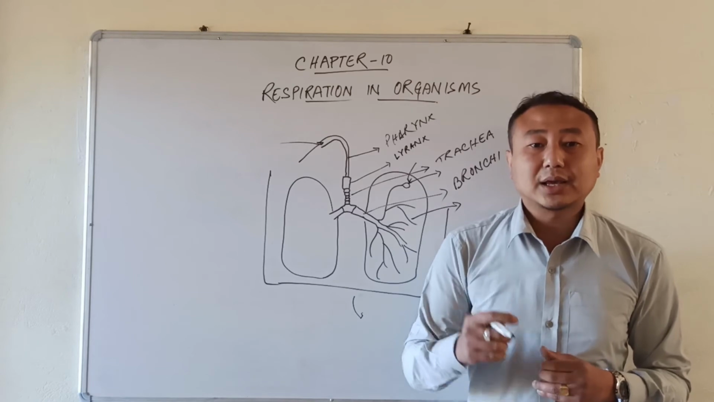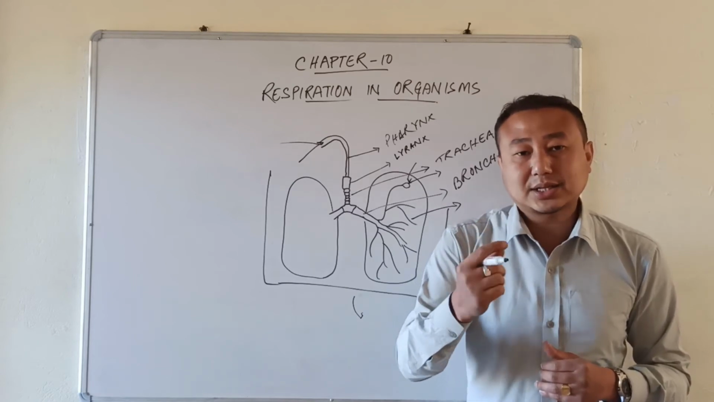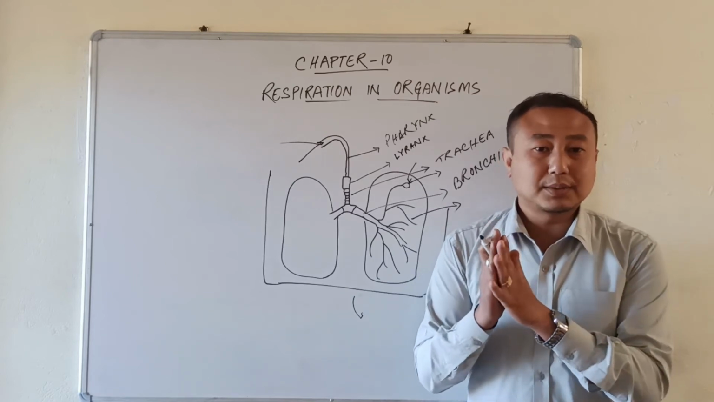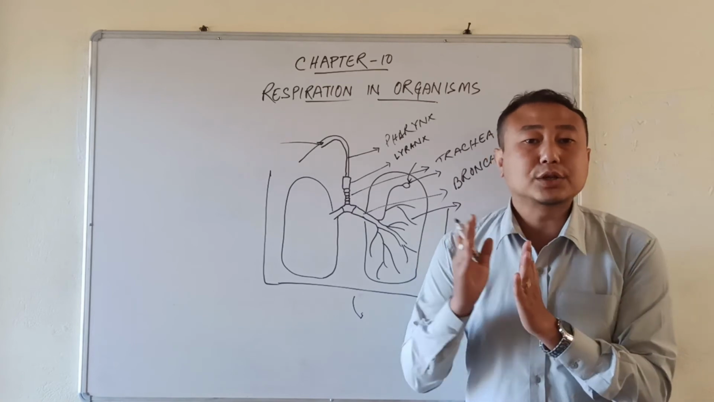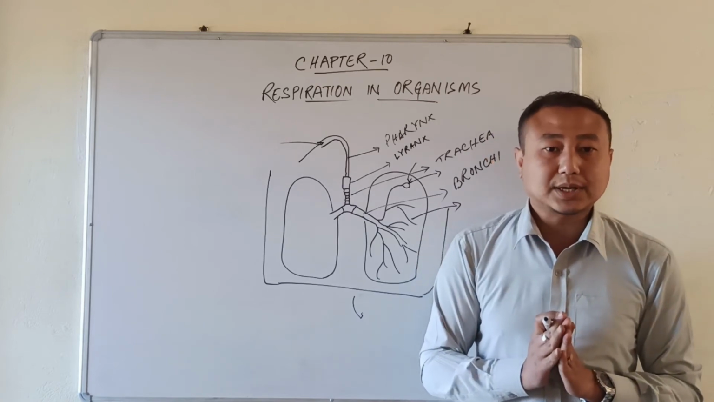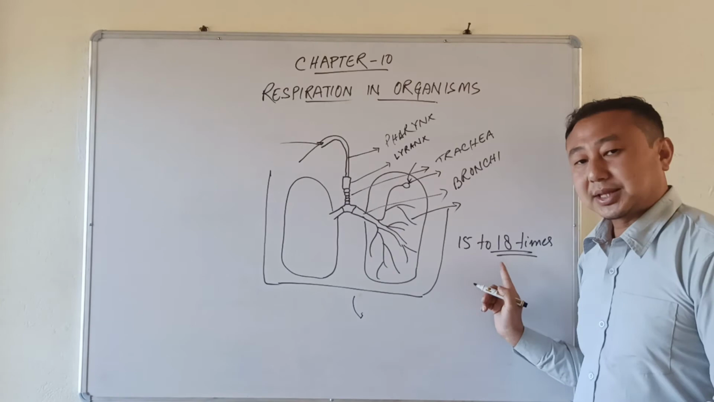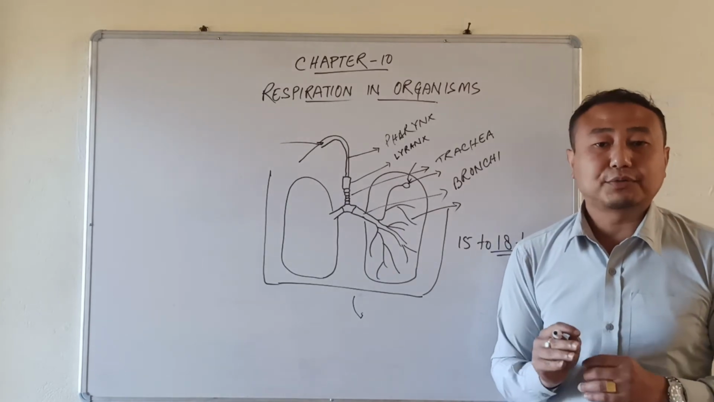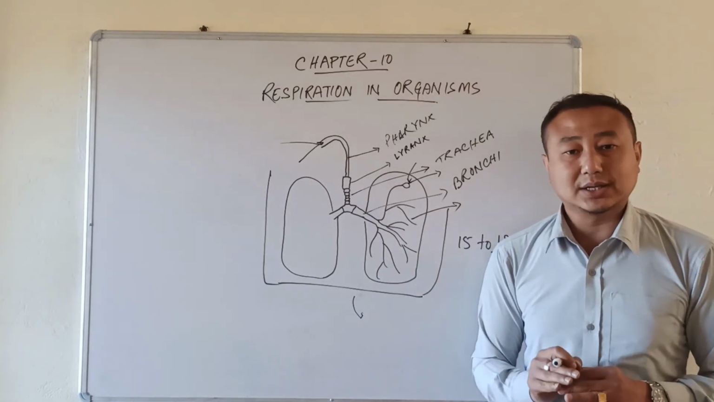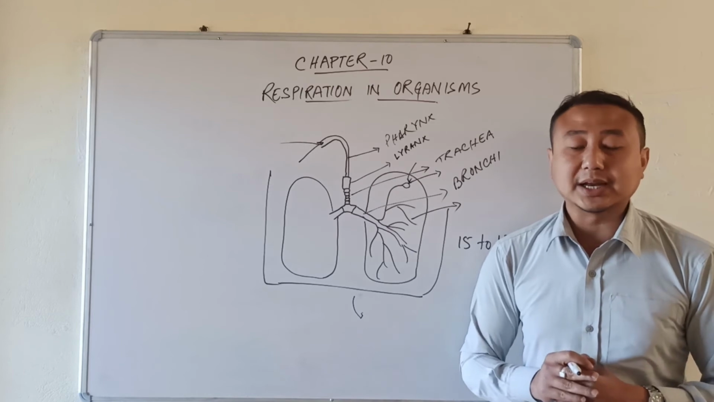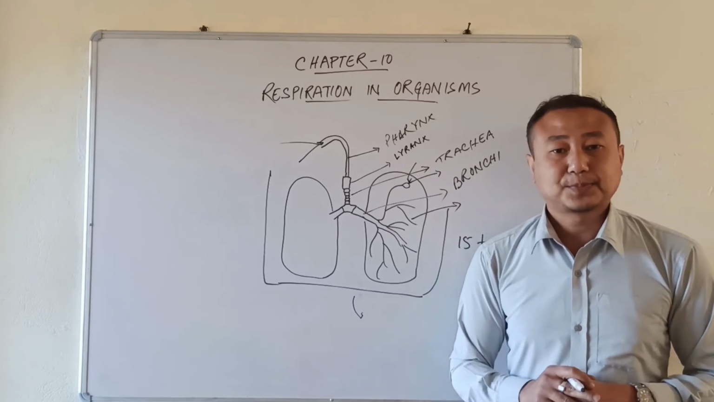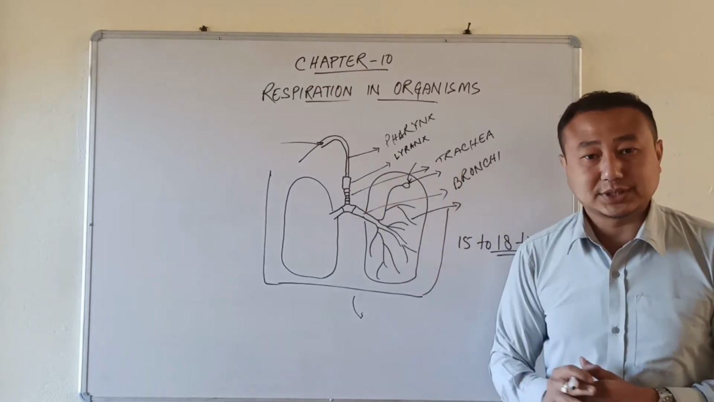Means they will take in the breath and exhale out. Together combining one breath, there will be a total of 15 to 18 times. So this 15 to 18 times is the normal breathing rate for an adult at rest. Rest means while we are not doing any work, while we are resting. So this is about the breathing process.